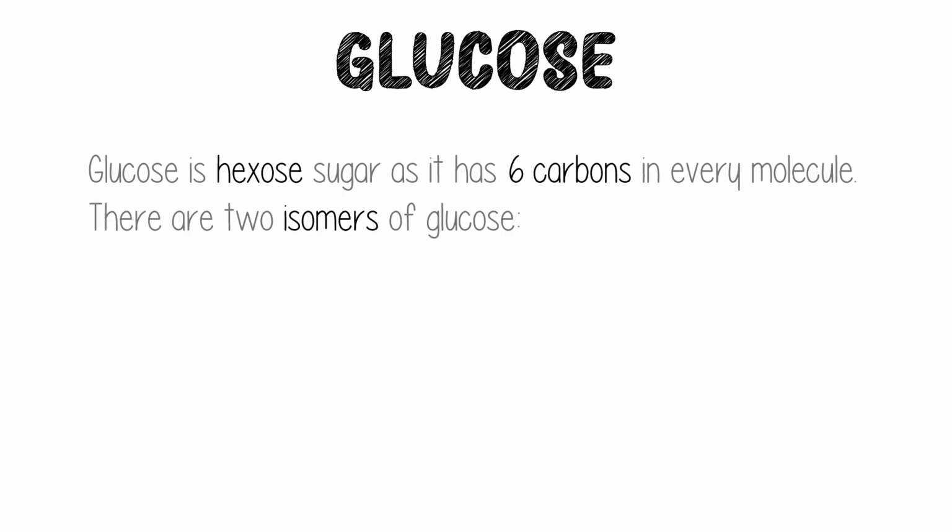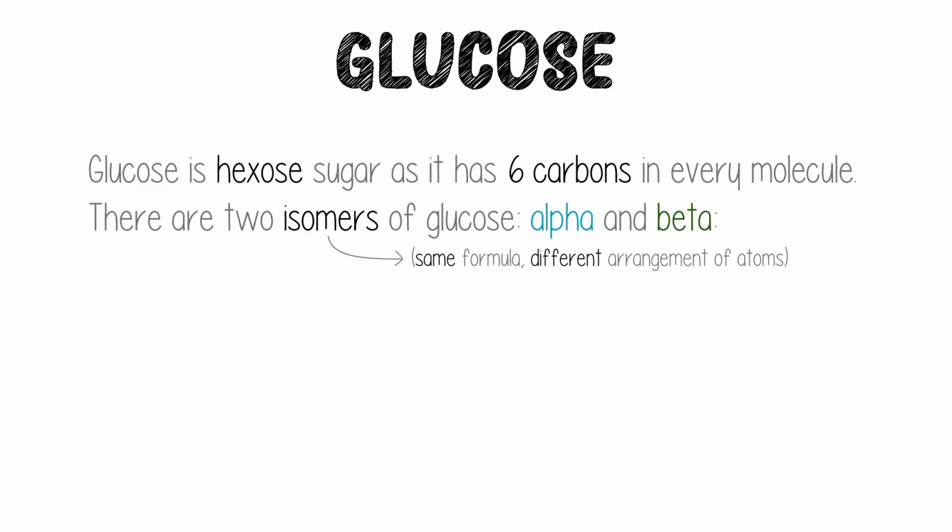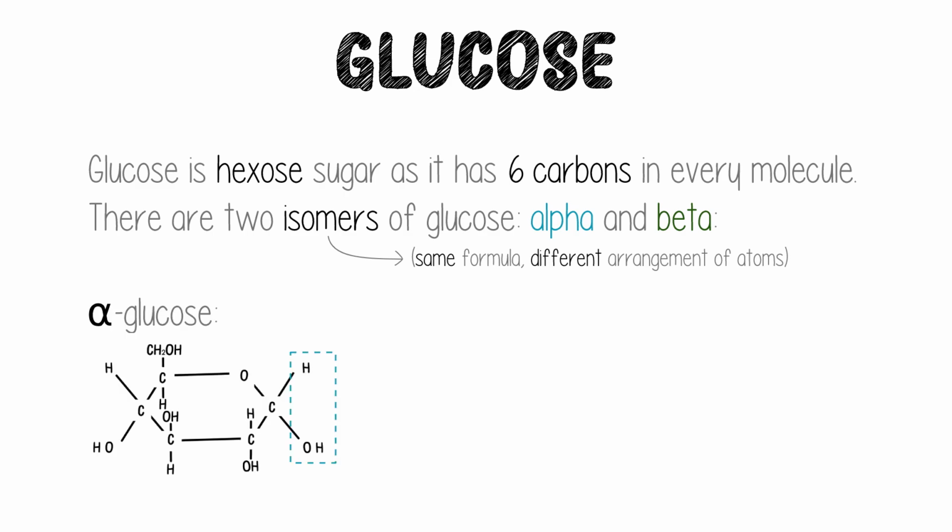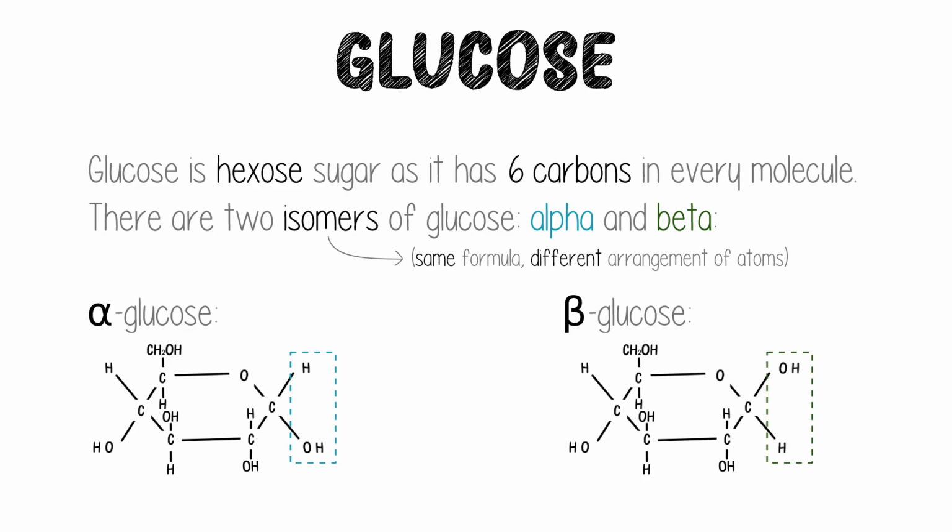There are 2 isomers of glucose: alpha glucose and beta glucose. Isomers are molecules with the same formula, but different arrangement of atoms. In alpha glucose, the hydroxyl group is on the bottom, whereas in beta glucose, the hydroxyl group is on the top.